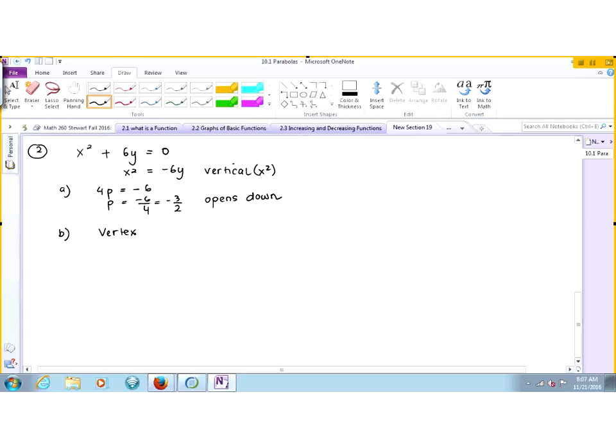All right. Now let's do the sketch. What is the vertex, by the way? (0, 0). Okay. Let's do the sketch, because once we sketch it, then we know exactly how it looks. So it opens down.